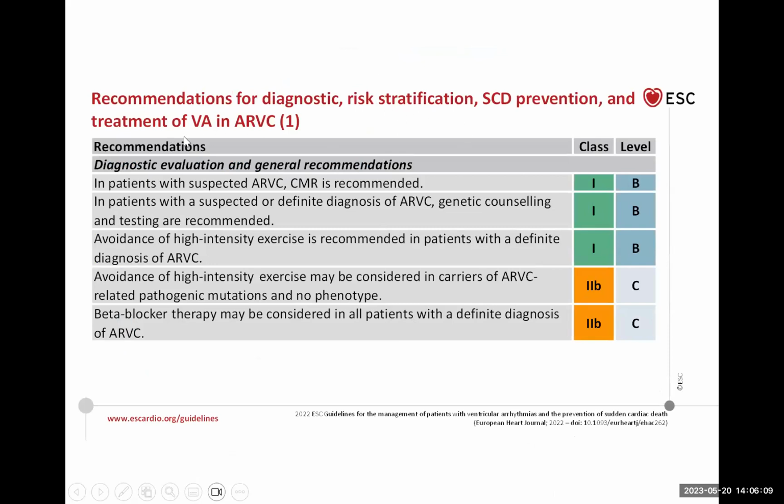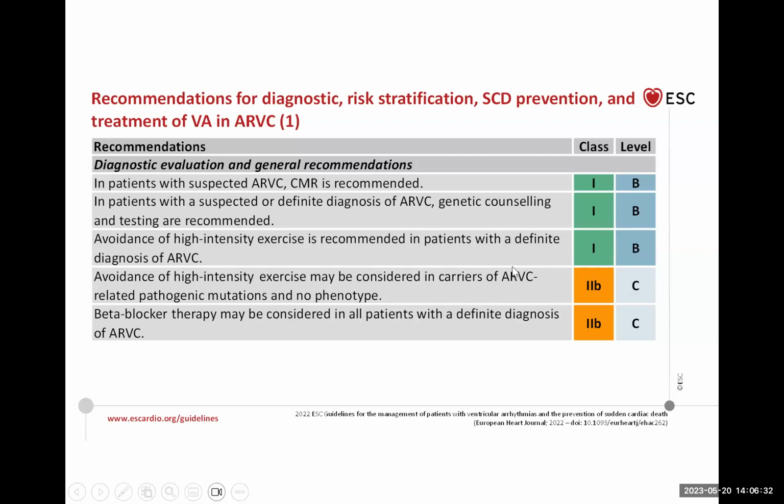Evaluation of a patient with ARVCD should include cardiac MRI, and in definitive cases, genetic testing and genetic counseling is recommended because, as I mentioned, this is a familial disease, autosomal dominant mostly. There are autosomal recessive forms like Naxos disease and others, but it is mostly autosomal dominant. Avoid high intensity exercise. It is a class 1 recommendation.